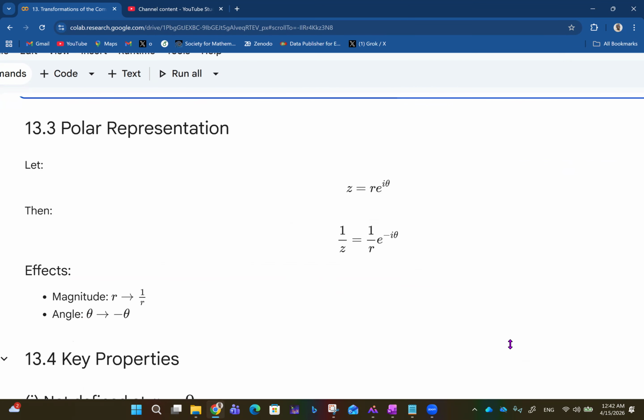Okay, so then we can also have the polar representation of inversion. So if you let z be r e raised to i theta, then 1 over z is 1 over r e raised to minus i theta. So the effect is that the magnitude is 1 over r, and the angle is now minus theta.